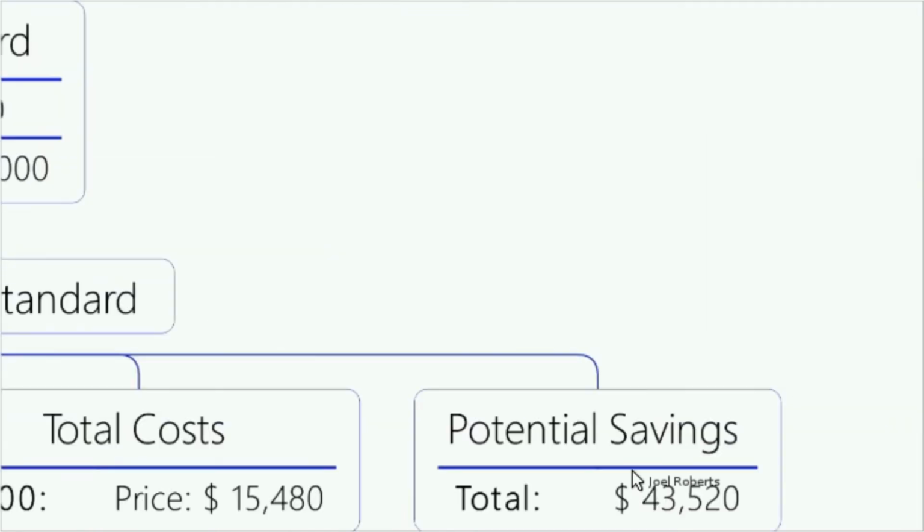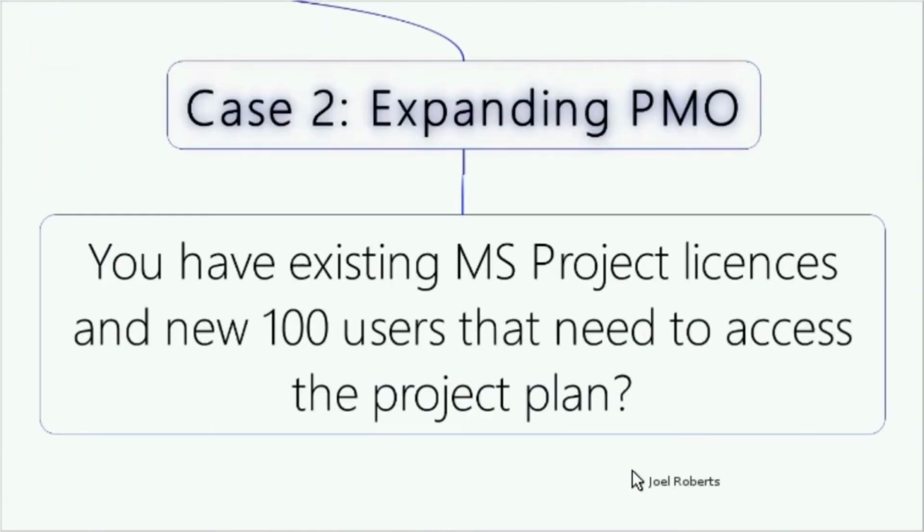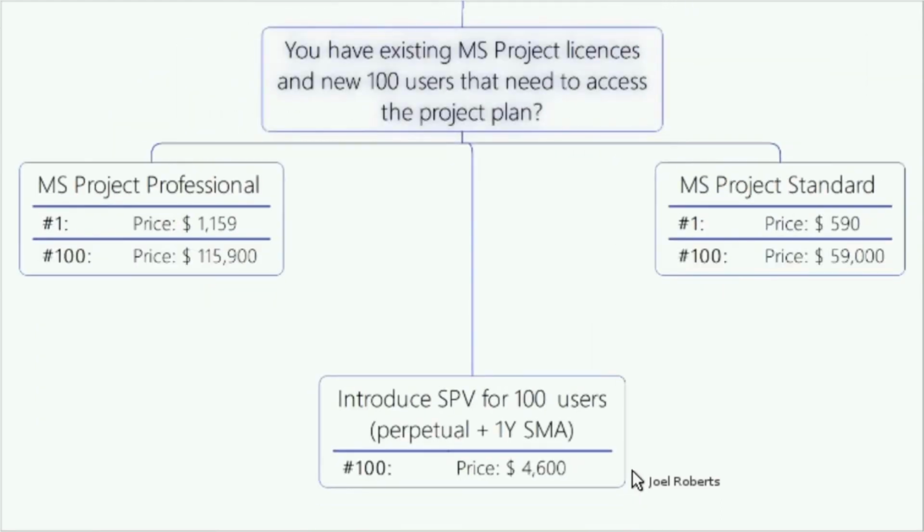Okay, the next thing that you could experience, so the second case, is to optimize the project management office. Let's say, for example, because most of the companies nowadays are expanding, they're growing really fast, that you already have existing Microsoft Project licenses, and you would like to add 100 users to the project management office that would need to access the project plan. So here's the thing that you can do.